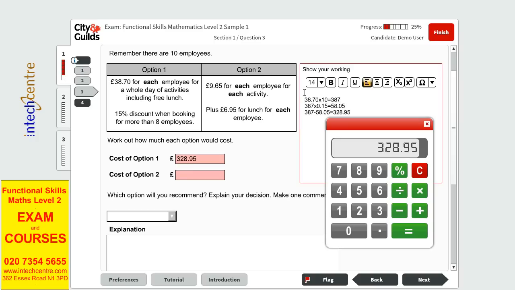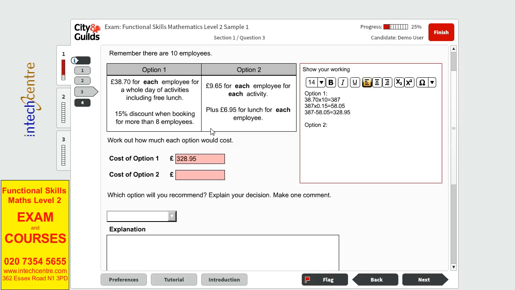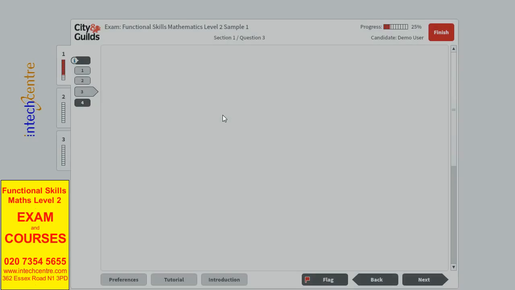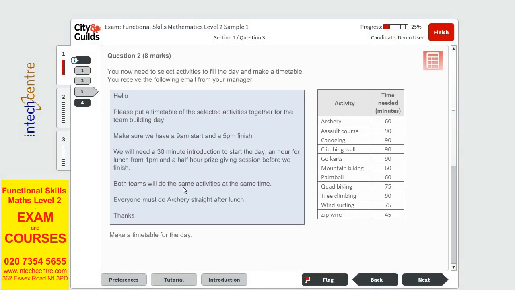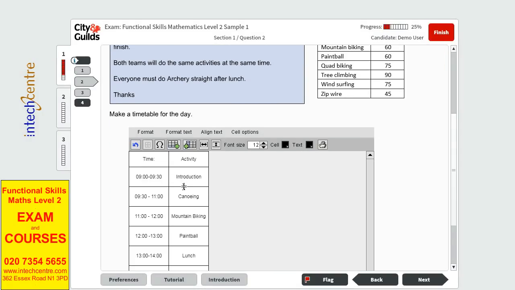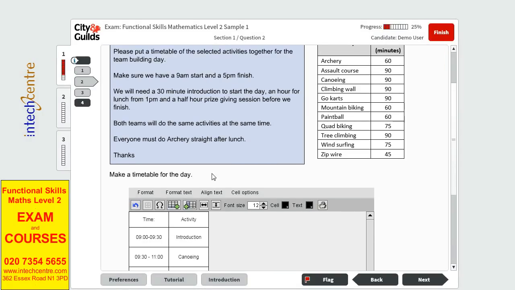Now we'll look at option 2. If you find it easier to put a title for yourself, option 1, so that you know where you are left. Option 2, let's see what this one says. It says that the cost for each employee and each activity is £9.65. So we have 10 employees and each do, let's find out how many activities. Please bear in mind that introduction and prize giving are not activities, only the ones listed here are activities.